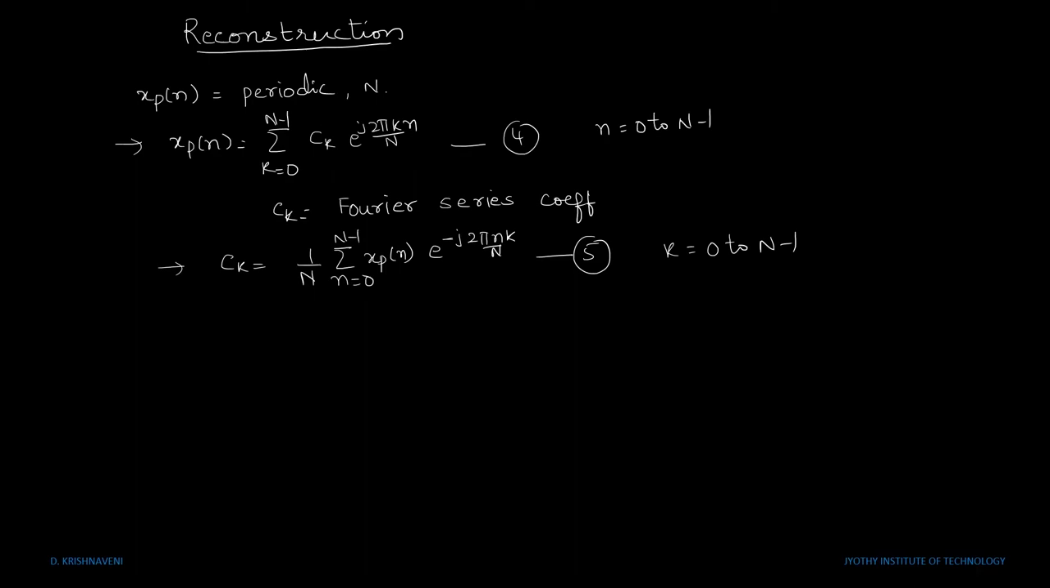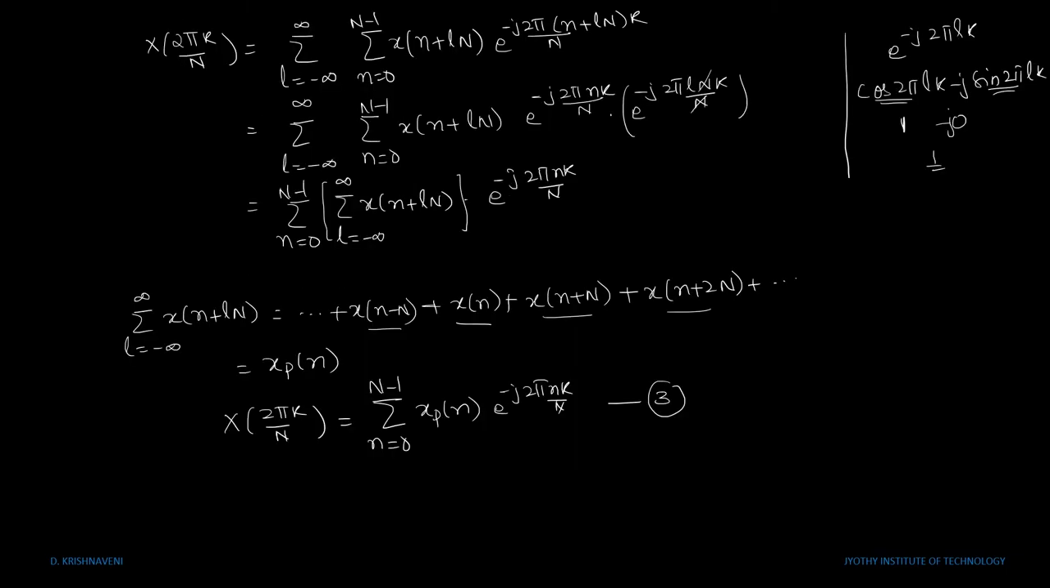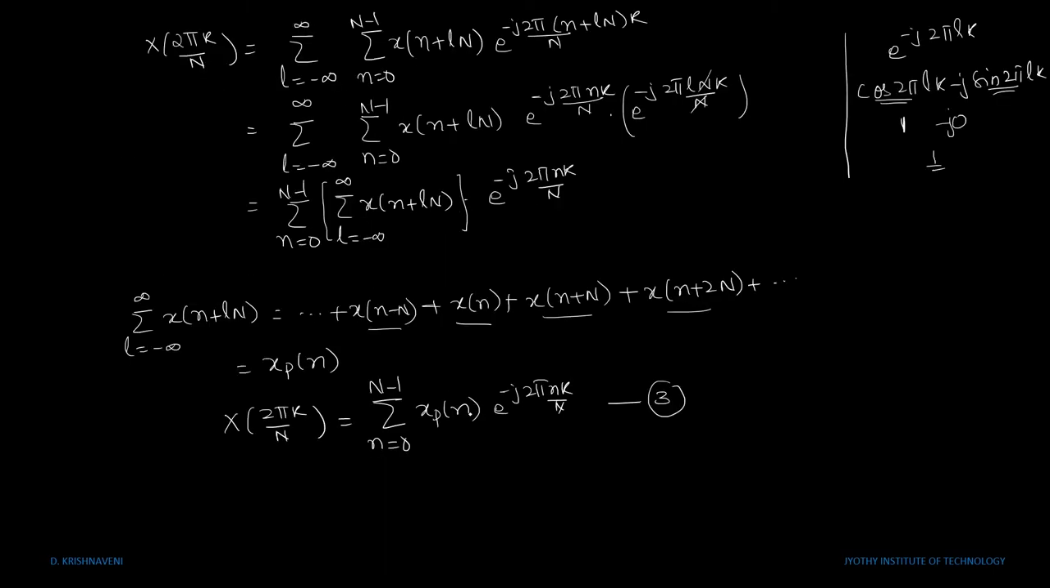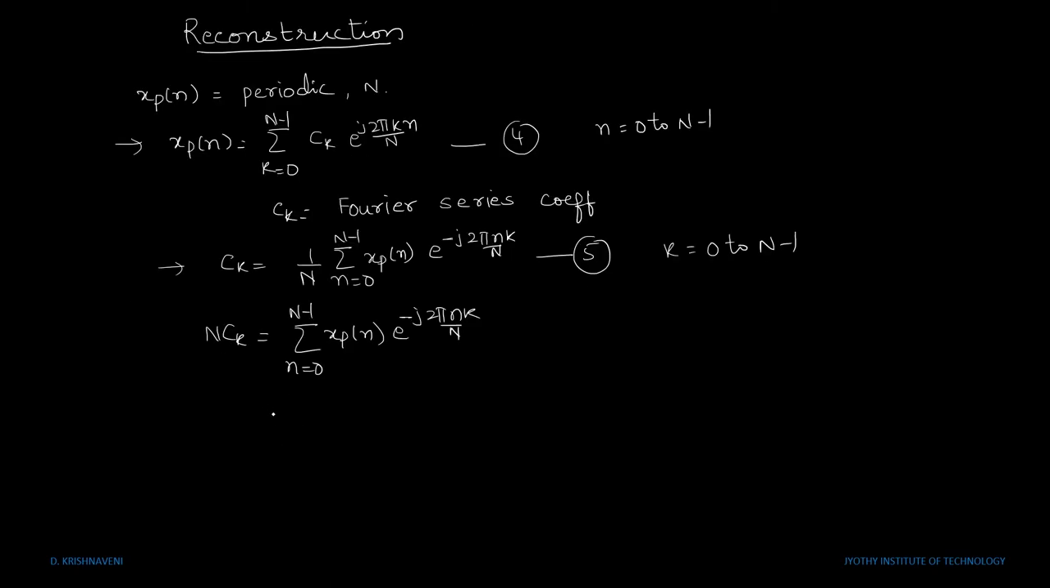Now we will compare this expression, that is equation 5, with equation 3 here. So equation 3 and equation 5, if I compare, then you can see that the right side, if I bring N this side, N ck is equal to summation n equal to 0 to N minus 1 xp of n e to the power of minus j 2 pi n k by N. So this right hand term and the right hand expression of equation 3 are both the same. So from this, X of 2 pi k by N is equal to N ck.